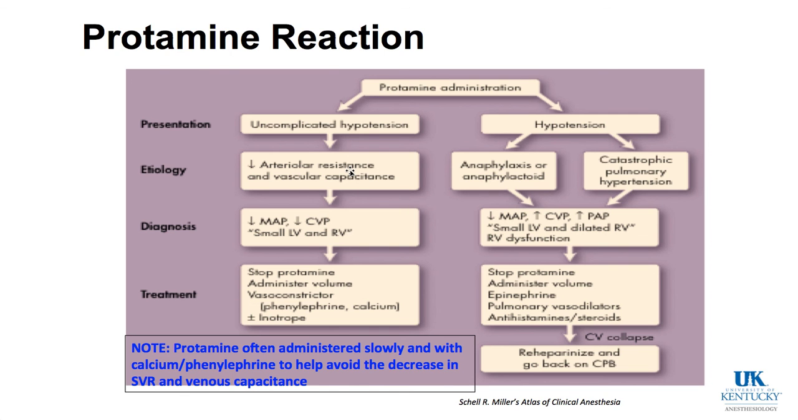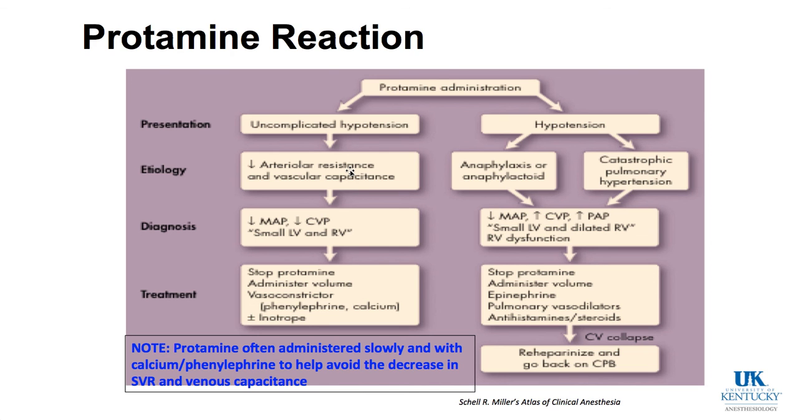Give some volume, give a vasoconstrictor like phenylephrine or calcium. Rarely do you have to add an inotrope. If you administer protamine slowly, and often with calcium or phenylephrine, these are ways to try to avoid the decrease in systemic vascular resistance and the decrease in venous capacitance that can occur with protamine administration.